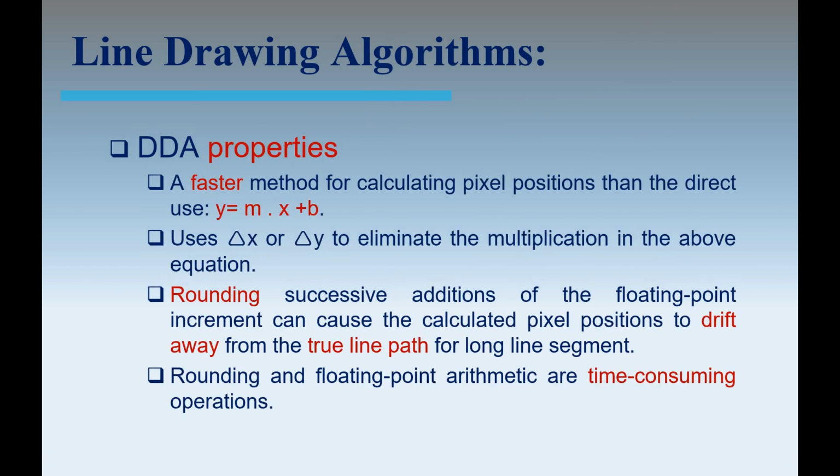DDA properties: a faster method for calculating pixel positions than the direct use of y equals m into x plus b. This is your equation of a line. It uses delta x or delta y to eliminate the multiplication in the above equation. Rounding successive additions of the floating point increment can cause the calculated pixel positions to drift away from the true line path for long line segments. Rounding and floating point arithmetic are time-consuming operations.